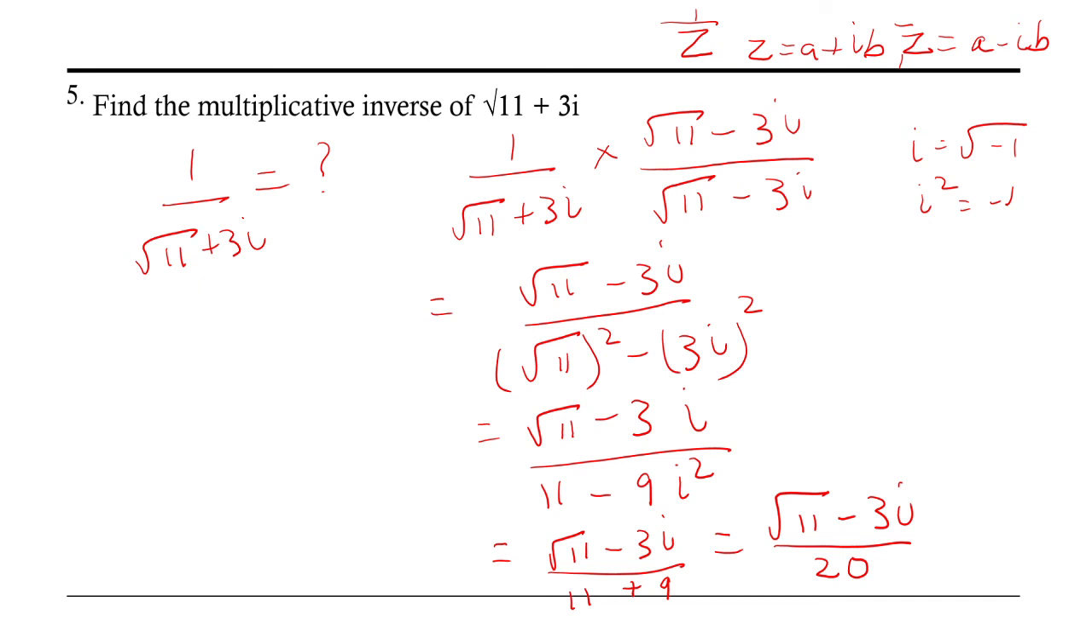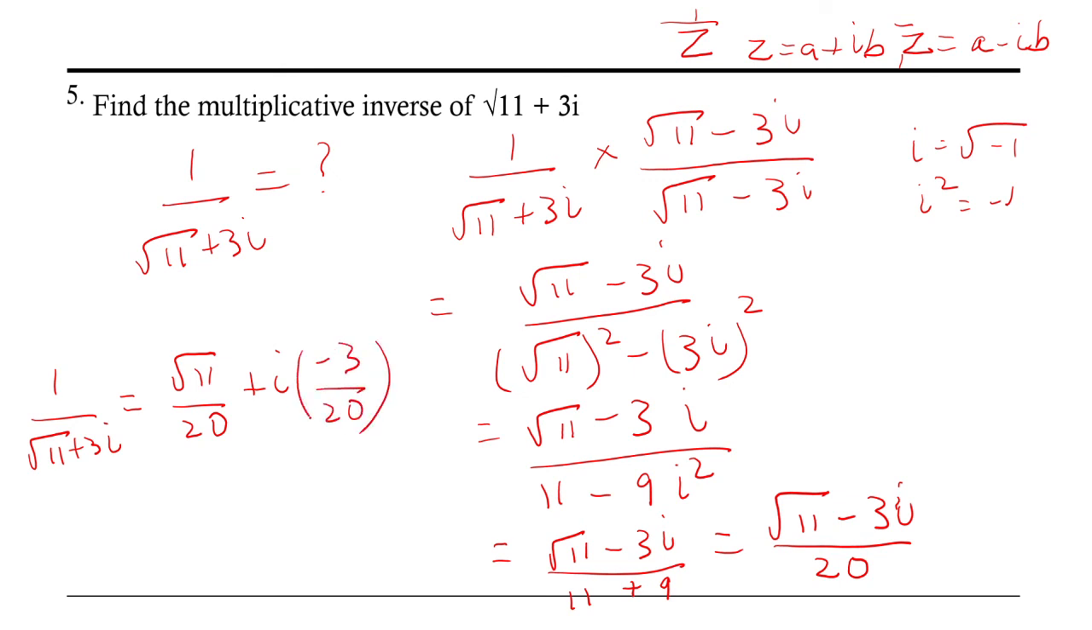We should always express a complex number in the form a + ib. So 1/(√11 + 3i) is equal to √11/20 plus i into -3/20. So this is the multiplicative inverse of √11 + 3i.